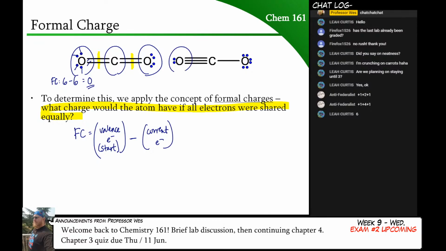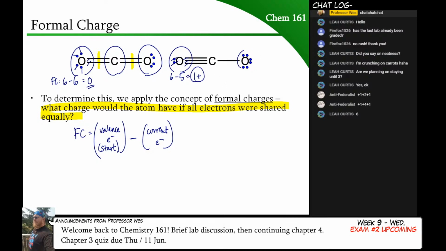But let's go calculate the formal charge on this oxygen over here. All oxygens start with 6, but how many electrons does this guy have? 1, 2, 3, 4, 5 available. So the formal charge on this oxygen on the right Lewis structure is +1.